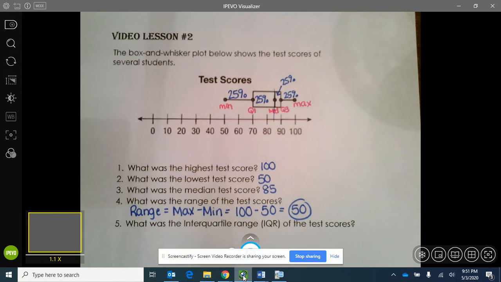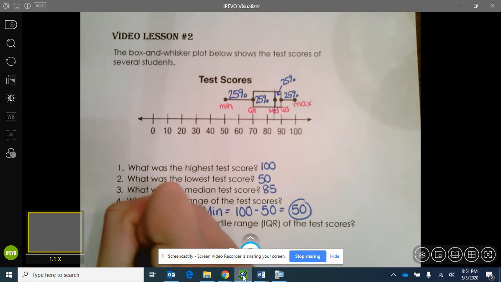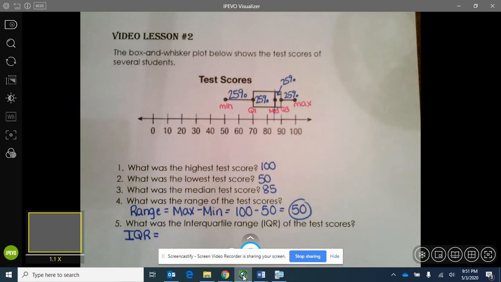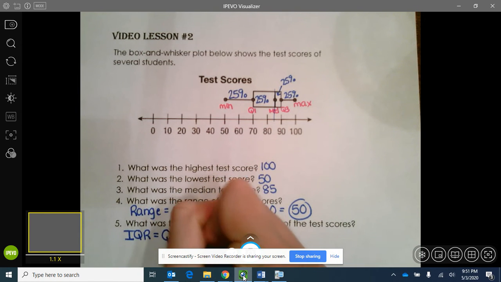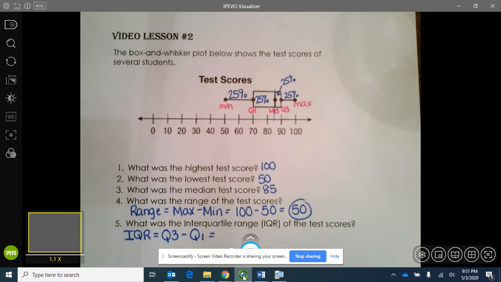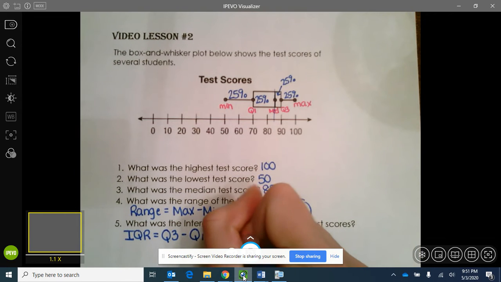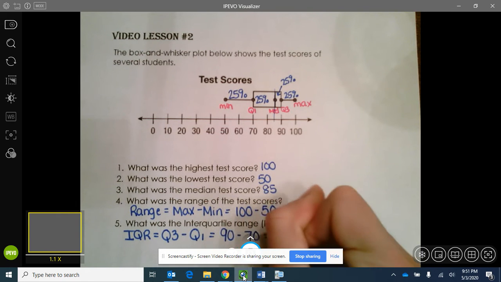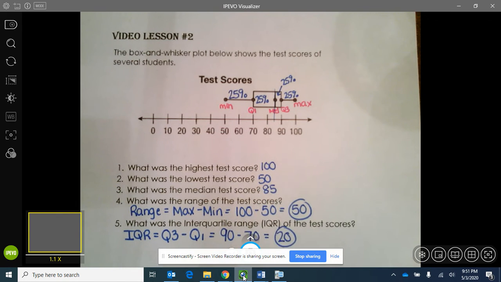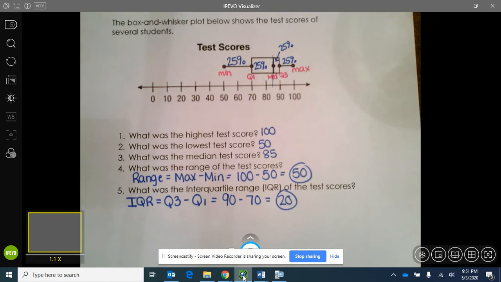What was the interquartile range? So interquartile range is different than the range itself. The range is the range of the entire data set. For interquartile range, you're just looking for the difference between the 2 quartiles. So interquartile range would be Q3 minus Q1. So your Q3 value is here at 90. Your Q1 is at 70. So if you subtract them, you get an IQR of 20.